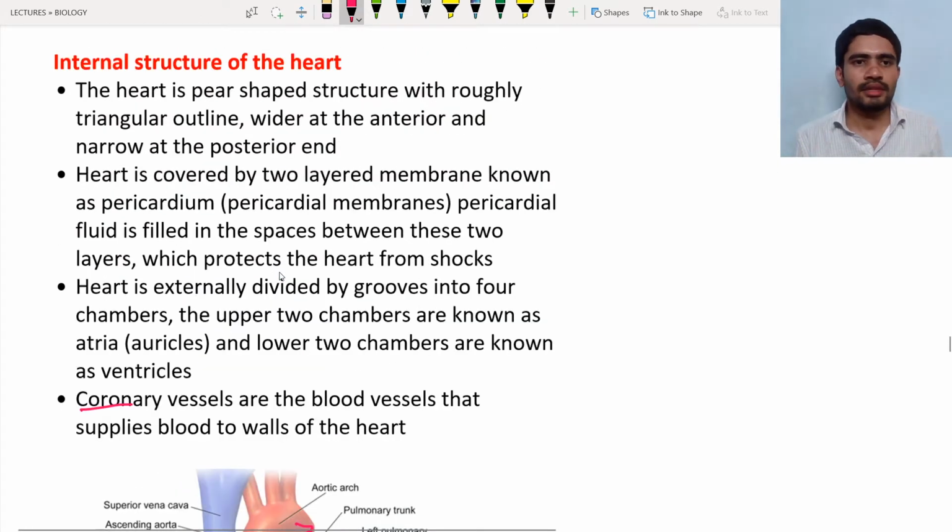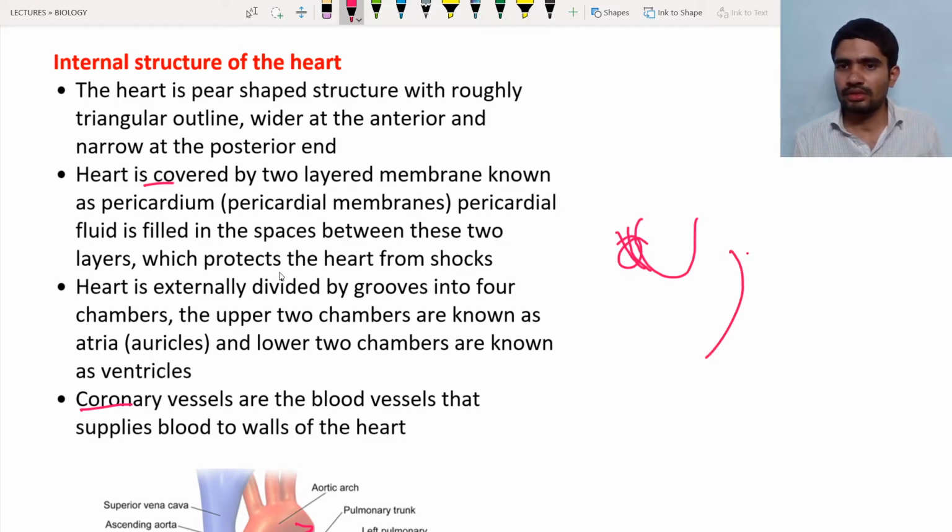Here the heart is covered by two layers known as the pericardium. What is meant by pericardium? Let us consider this is the heart. The heart is covered by two membranes. These two membranes are known as pericardial membranes. So let us zoom into it.